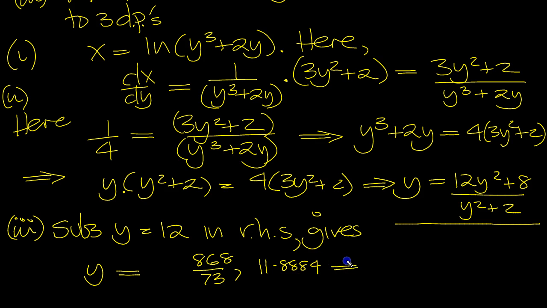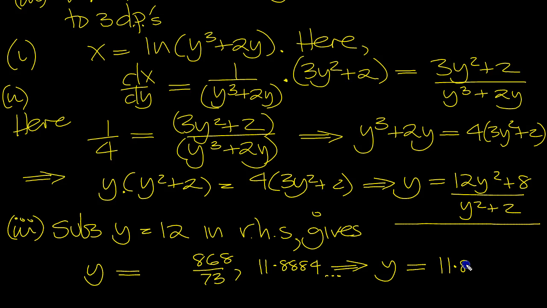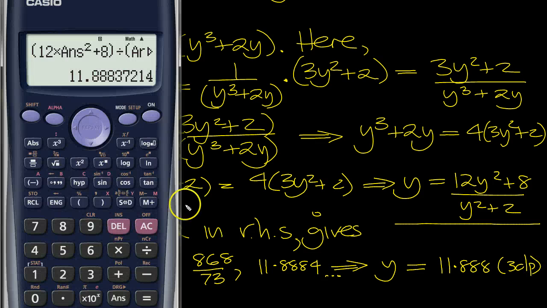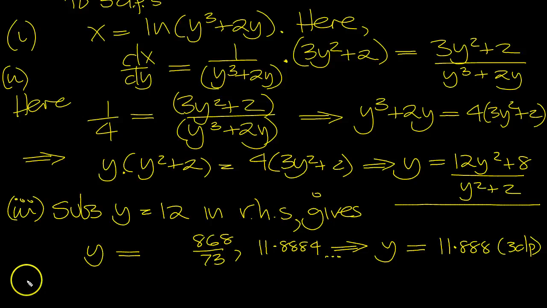11.8884, and so on. So that tells us what y is equal to to 3 decimal places. So if we just keep pressing equals, eventually we can see that it's just going to be 11.888 to 3 decimal places. Now we've got this very accurate number here, so I just press equals a few more times, and now we can use that as our value for y.